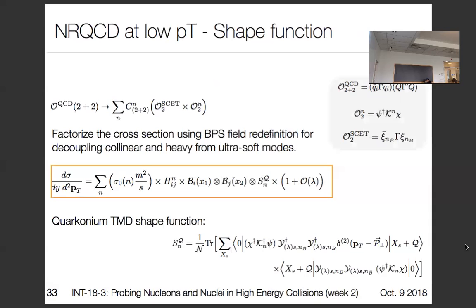So this is the best you can do. You can stop here and say, instead of a soft function, I'm going to have a shape function. And the shape function includes the production of a Quarkonium through these operators here.